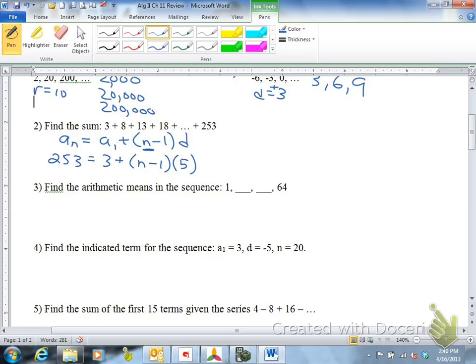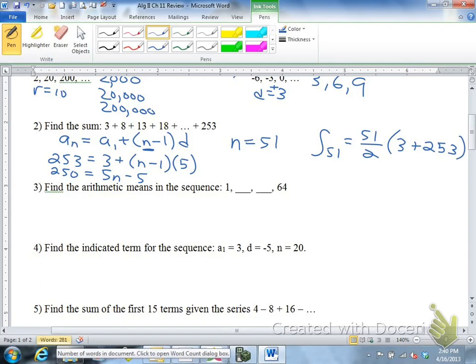When you solve that, you subtract 3, you get 5n minus 5. On solving this, you get n equals 51. So the sum of 51 terms is 51 over 2, 3 plus 253. So the answer would be 6,528. 6,528 is the sum.